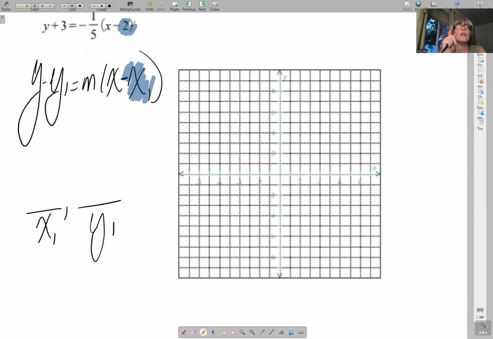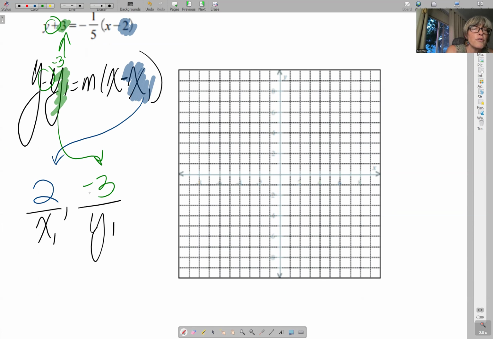Because the sign did not change, the 2 had to be positive, because if you stick in a negative 2 there, it would flip the sign. So my x1 is going to be a positive 2. My y1, careful, notice the change in the signs. If the signs change, that means we had to stick a negative 3 in there, because double negative makes a positive. So that goes here, negative 3.